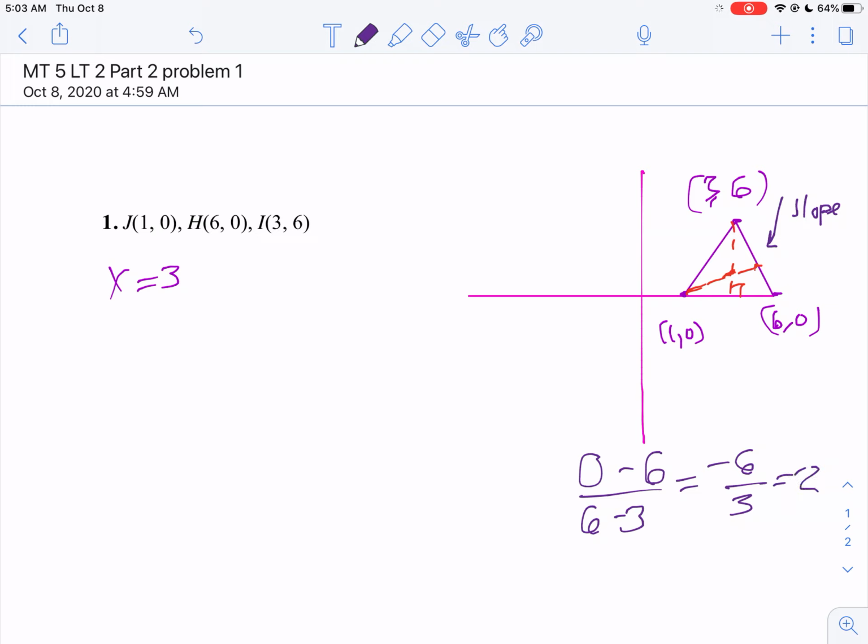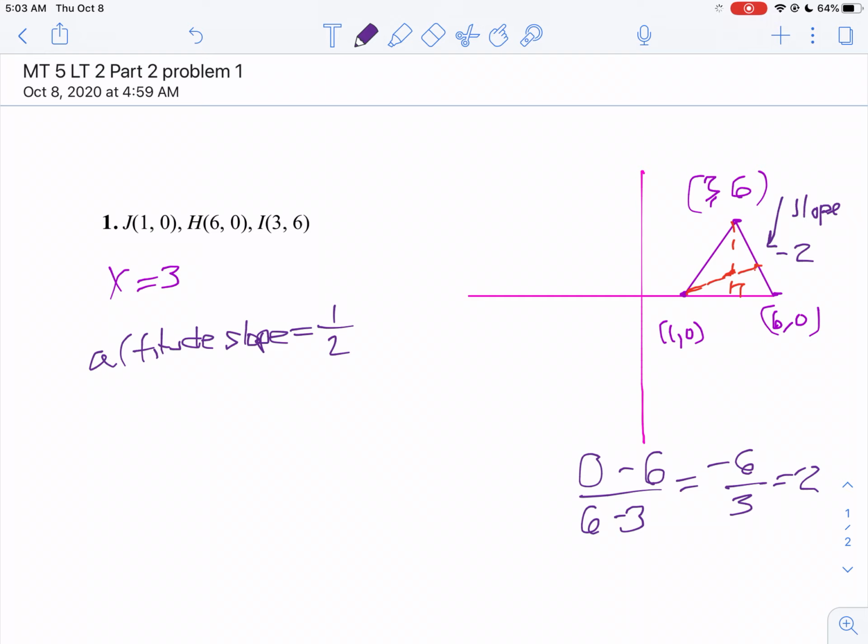Well, since the slope of this line is negative 2, I know the slope of my altitude is going to be positive 1/2. That should make sense because your line is going up. Now let's write the equation of this line going through 1, 0. I'm going to write it in point-slope form to start with, and then I'll convert it.